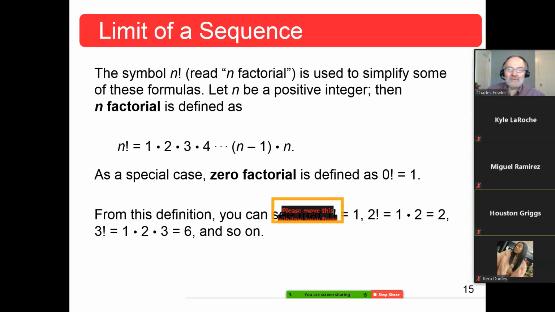Here we go. Now here's maybe a new symbol for you. Okay, have y'all run into factorials before? Anybody? Oh, you have. Okay, good. The symbol n factorial, that's how you say it, is used to simplify some of these formulas. Let n be a positive integer, then n factorial is that positive integer.